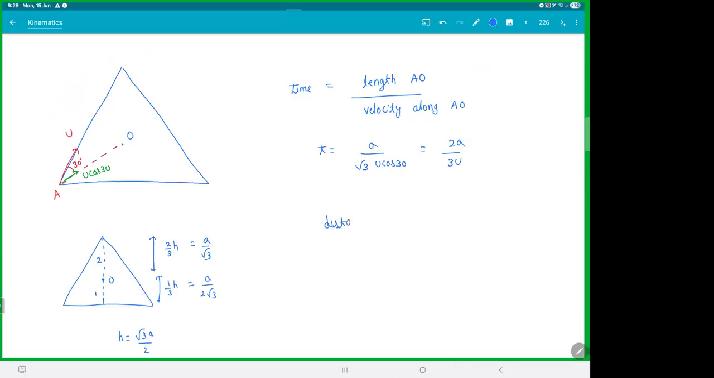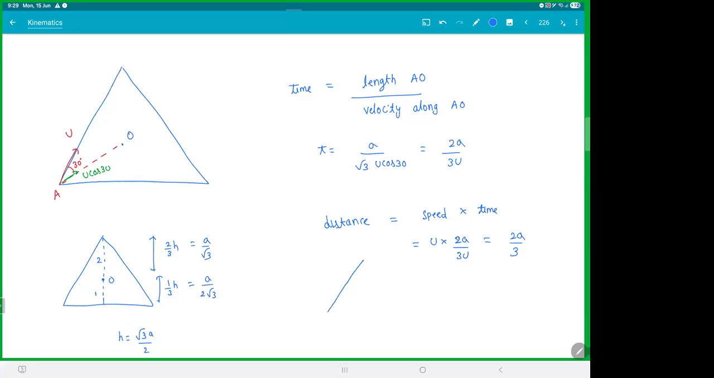Now here, if you observe, the particles have constant speed. So distance is speed into time. Speed was u. Time was 2a by 3u. The distance is 2a by 3. So each particle travels a distance of 2a by 3.